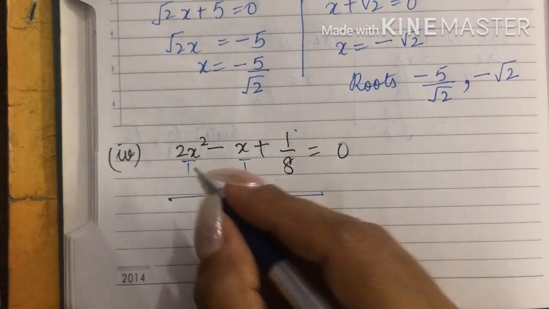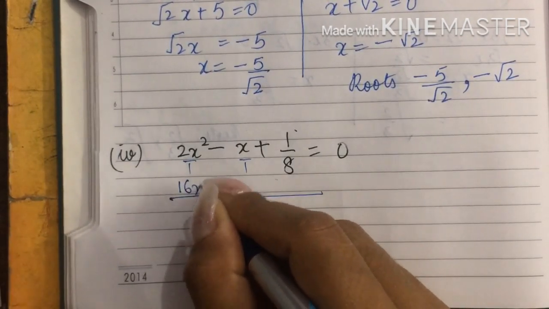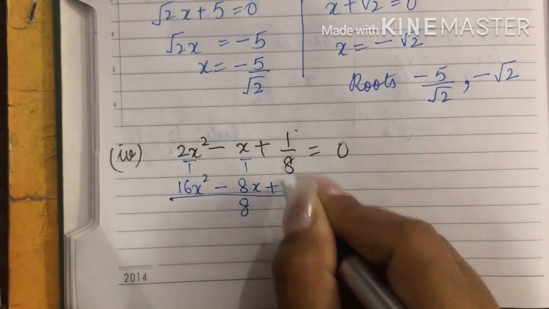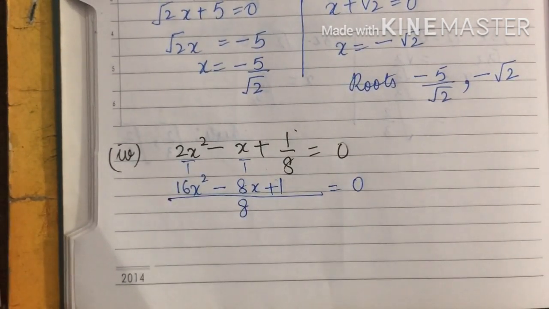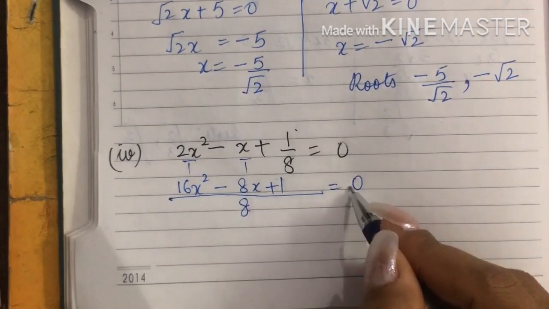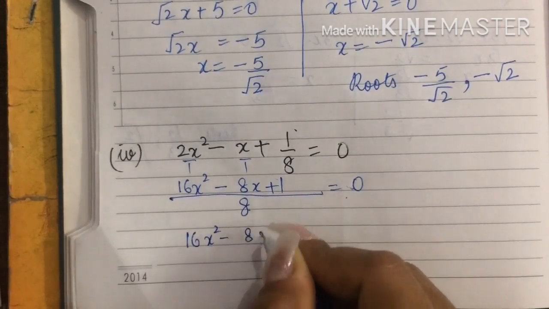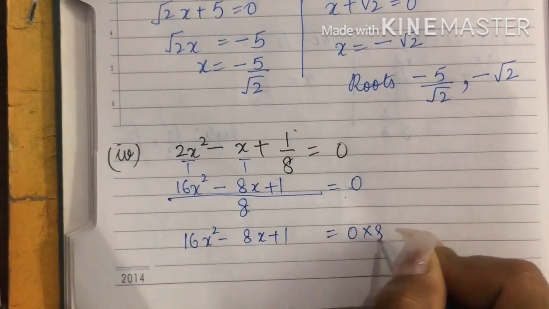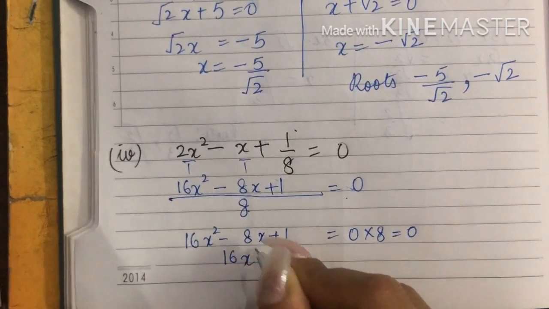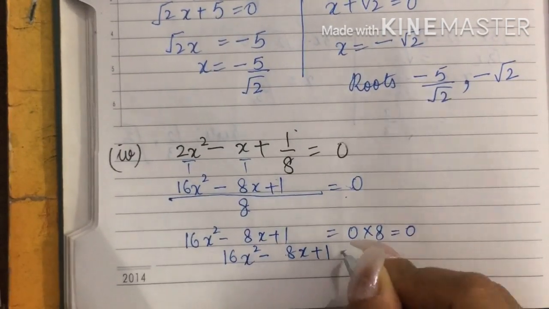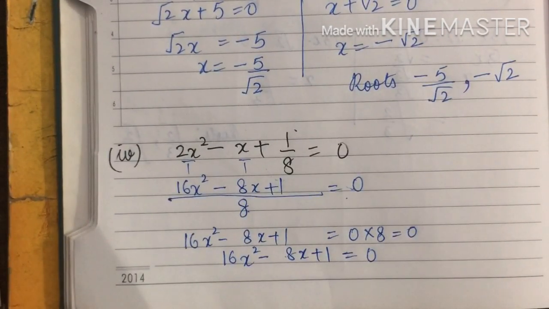So let's solve. This comes out to be 16x square minus 8x plus 1 equals to 0. This 8 will be transposed to the right hand side, multiplied with 0 on the right hand side. This becomes 0. So your equation becomes 16x square minus 8x plus 1 equals to 0. And this can be factorized. You can think of an identity, or you can always split up the middle term. Right now I am able to see the identity which is applicable here.